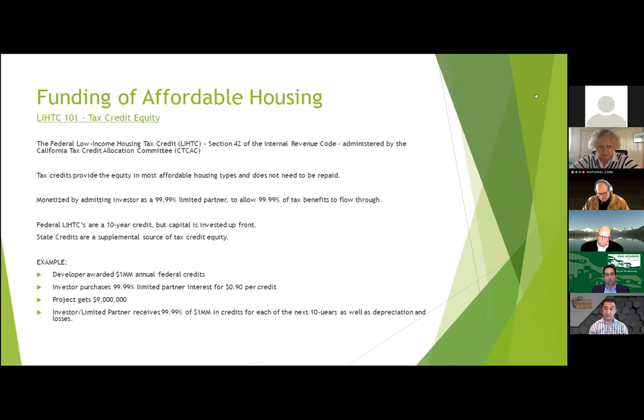The investor purchases 99.9%. If we're lucky enough, and the credits have changed, the pricing goes up and down, differs per market, differs per developer, differs per product type. These days, actually, the average has now dropped below 90 cents. Then the project receives $9 million of tax credit equity. And then the investor, tax credit investor, receives 99.99% over the 10 years. And that in general is the basic structure.